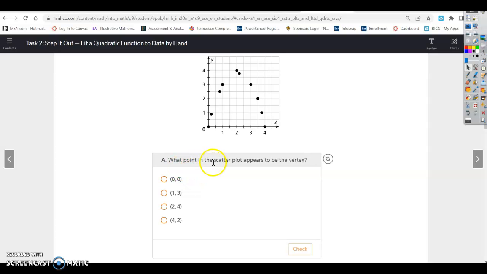So it says, what point in the scatter plot appears to be the vertex? Remember, the vertex is the turning point. In this case, it would be the highest point since it's upside down. So (2, 4) would be the vertex.